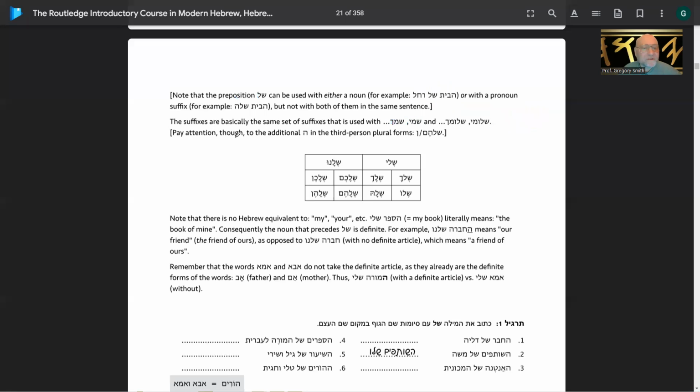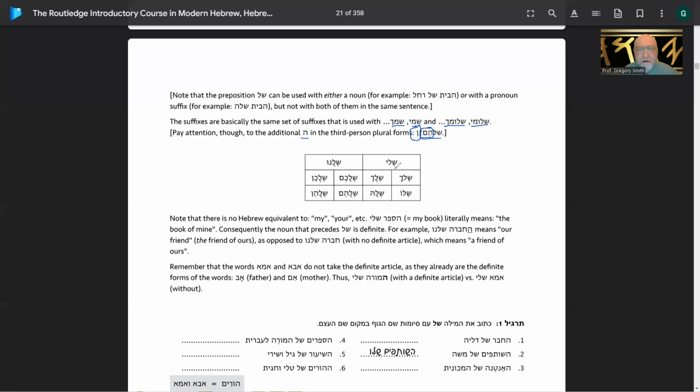All right, let's see here. The suffixes are basically the same as the suffix that is used with shalom, sheli, belonging to me, shalomi, my peace, shalomcha, your peace. Pay attention though to the additional hey in the third person plural forms. Okay, so we have shelahem. So this is kind of like they, like belonging to them.